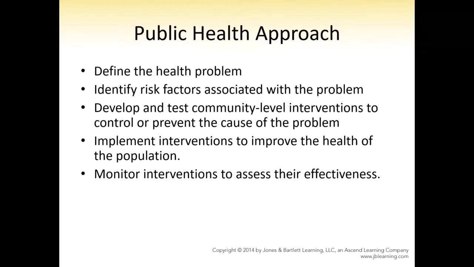When we look at the public health approach, first they have to define a health problem in a community or amongst a group of people. Then they identify risk factors associated with that problem. So what are the risks for making that problem? They will then develop and test community level interventions to control or prevent the cause of the problem. They will implement interventions to improve the health of that population, and then monitor that intervention to assess how effective was it, did it work?